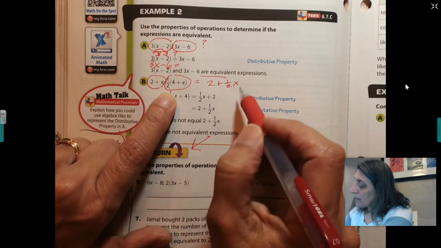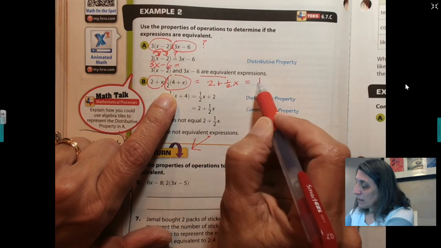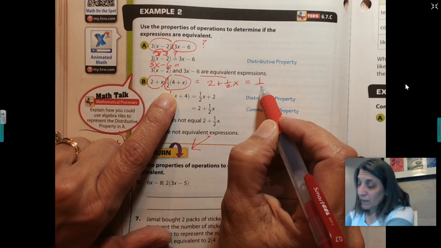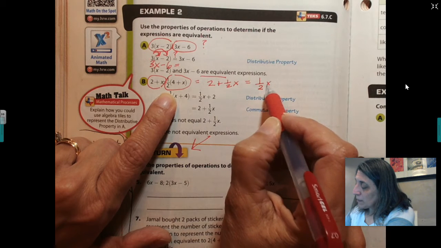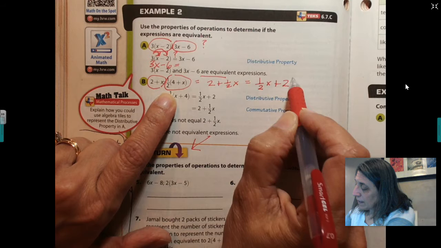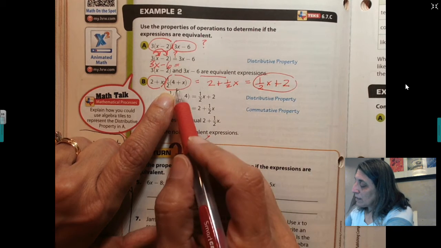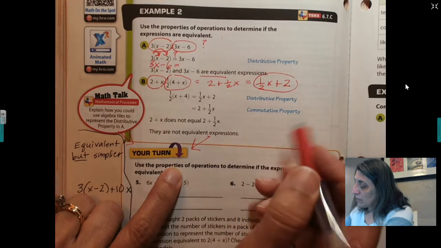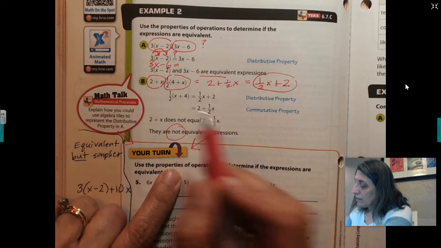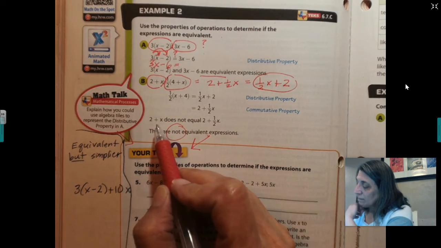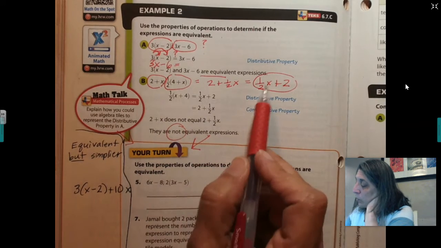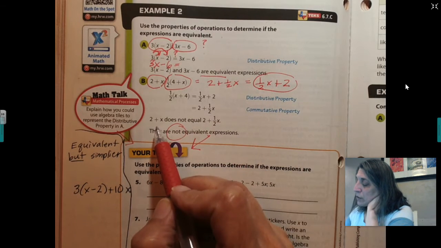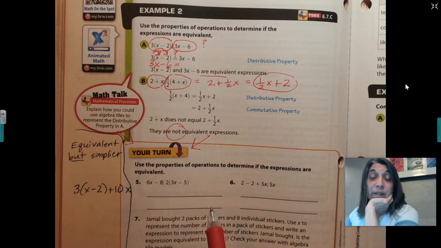So if I rewrite it to where my x is first, just because I can do that with the commutative property of addition, 1/2 x plus 2, that's the simplified expression. Is it equivalent to this one? No, because this is 1/2 of 4 plus x. So these are not equivalent. Okay, 2 plus x. I'm sorry, I said the wrong thing. 1/2 x plus 2 is not equivalent to 2 plus x. So these two are not equivalent.